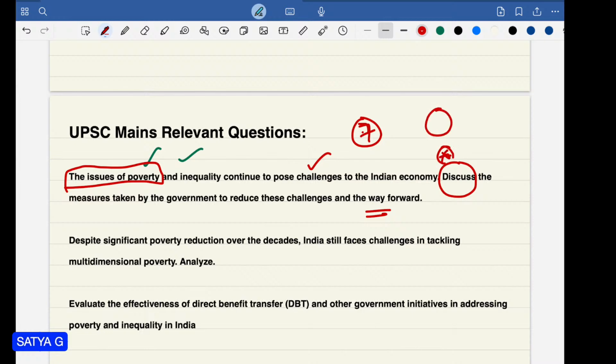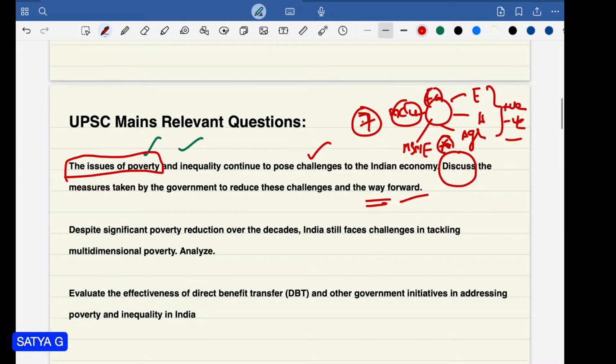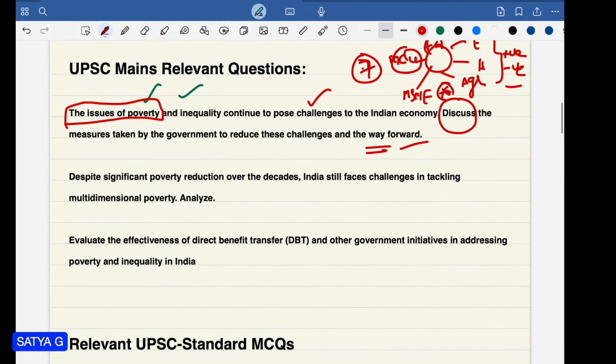So we can talk about the measures, like in education what are the measures, in health what are the measures, in agriculture what are the reforms, in industries like MSMEs what are the reforms, and for inclusive development what are the reforms. You need to mention financial inclusion. And since they say discuss, we need to mention the positives as well as the negatives, and finally the conclusion and way forward. That is your important thrust area.